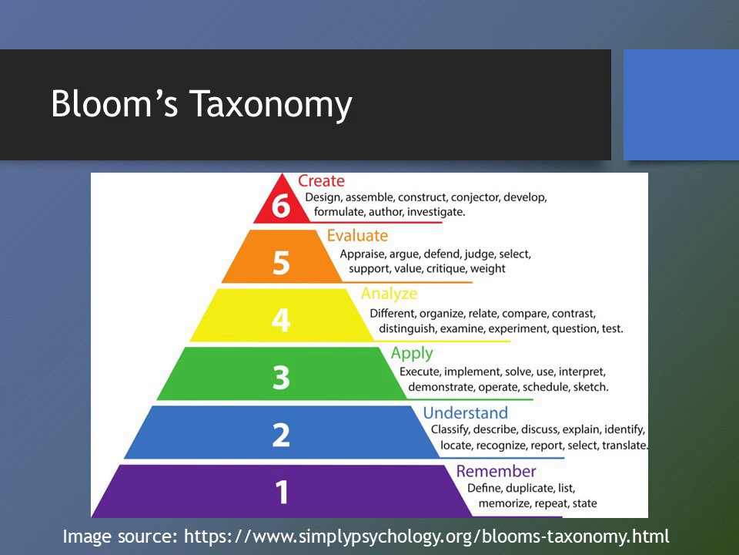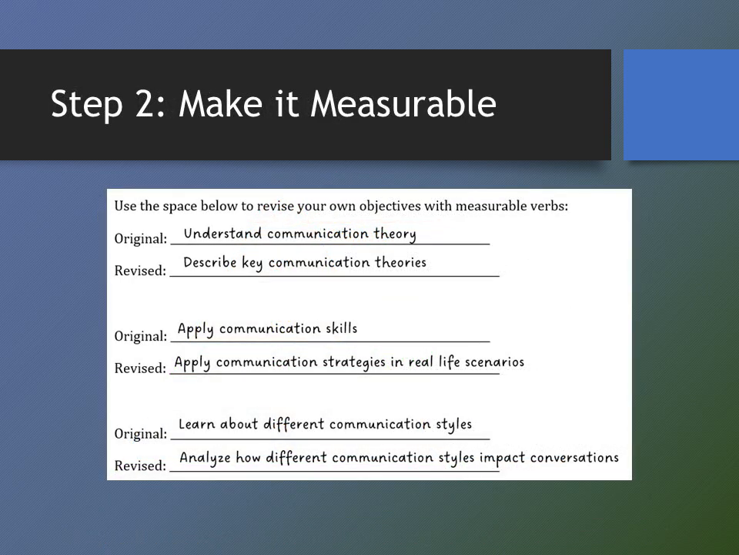It's a great reference. Now let me show you how I revised my own list, just like you'll be doing in the worksheet. I started with Understand Communication Theory and changed it to Describe Key Communication Theories. I took Apply Communication Skills and made it more specific by saying Apply communication strategies in real-life scenarios. And instead of Learn about different communication styles, I wrote Analyze how different communication styles impact conversations. These are much clearer. They're focused, action-based, and, most importantly, measurable.